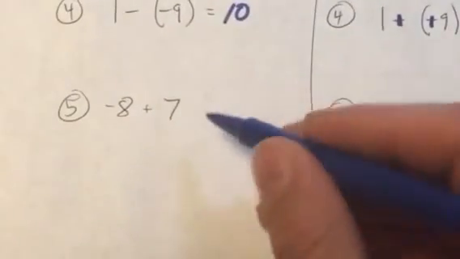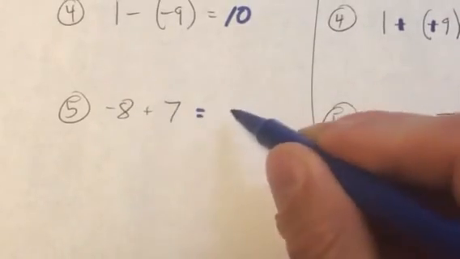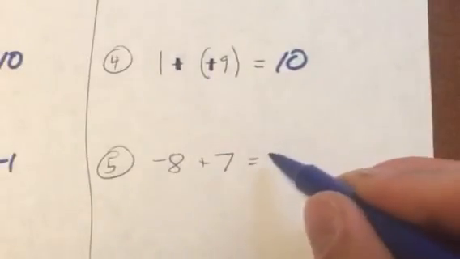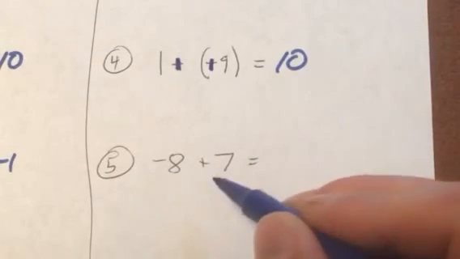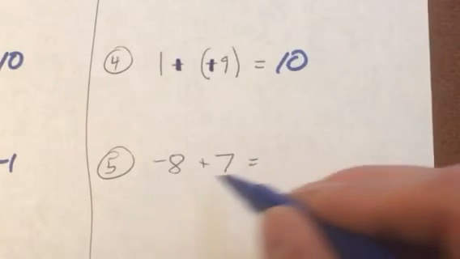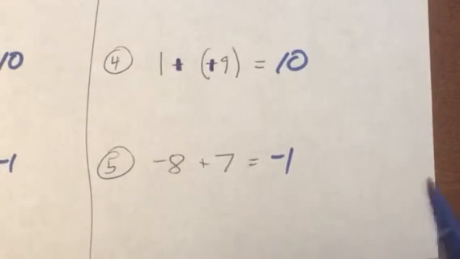In a case like this, trick question, negative 8 plus 7, guys, it's already addition. So over here, we're not going to change anything at all. We only change the problem when it's a subtraction problem. This stays as addition. It's still negative 1.